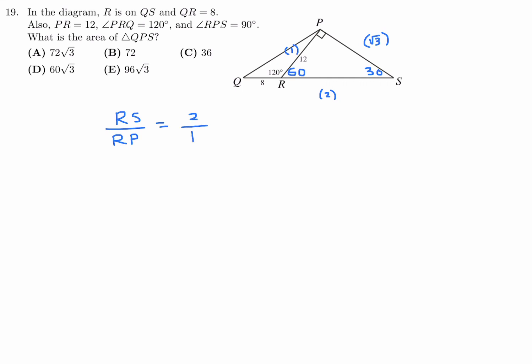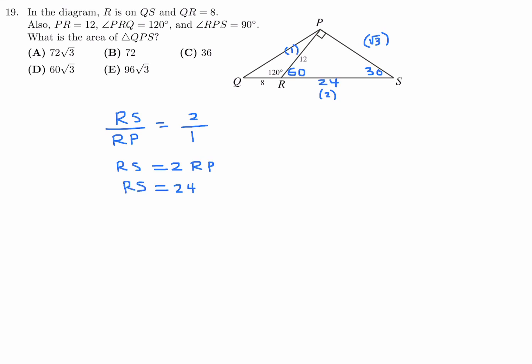So immediately using the ratio, we can figure out RS. RS over RP is the same as 2 over 1. So solving, we get RS is equal to 2 RP, and RP is 12, so RS is equal to 24. So there we go, put 24 right there.